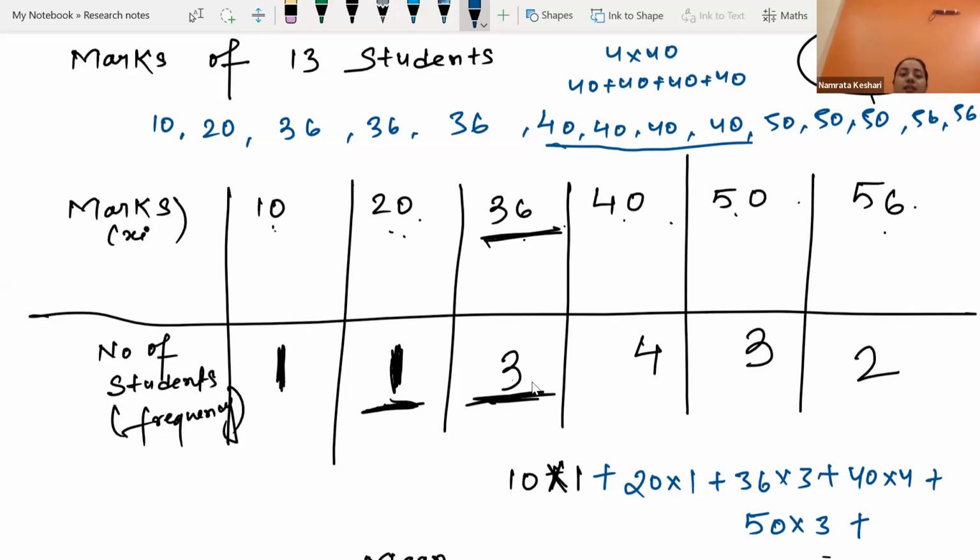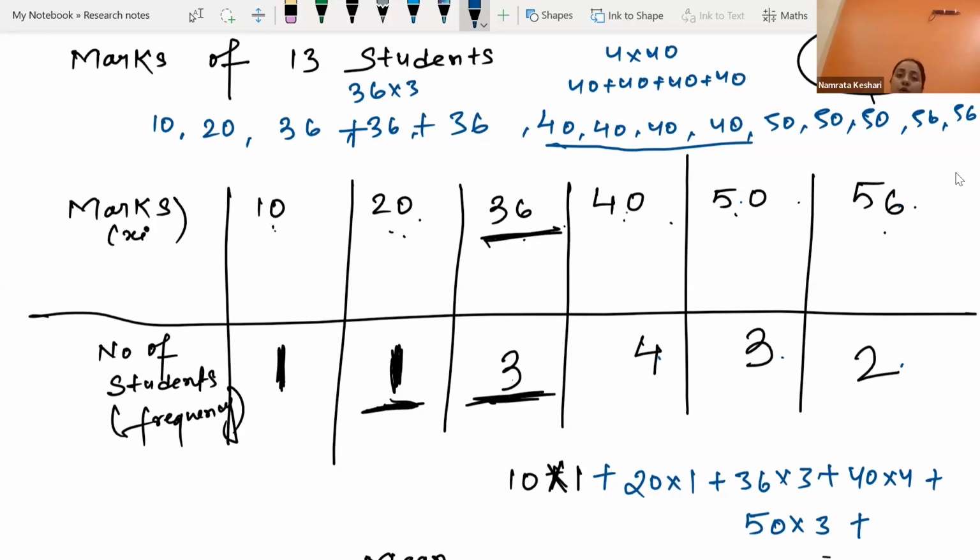क्यों? क्योंकि रादर देन एडिंग 36 प्लस 36 प्लस 36, हम सोच रहे हैं कि चलो लिख लेते हैं 36 into 3. ये कैलकुलेशन करने में सिंपल होगा और जल्दी हम कैलकुलेट कर पाएंगे. सिमिलरली 40 into 4, सिमिलरली 50 into 3, सिमिलरली 56 into 2. ओके, ऐसे करके हमने सारे ही नंबर बस ऐड किए हैं.